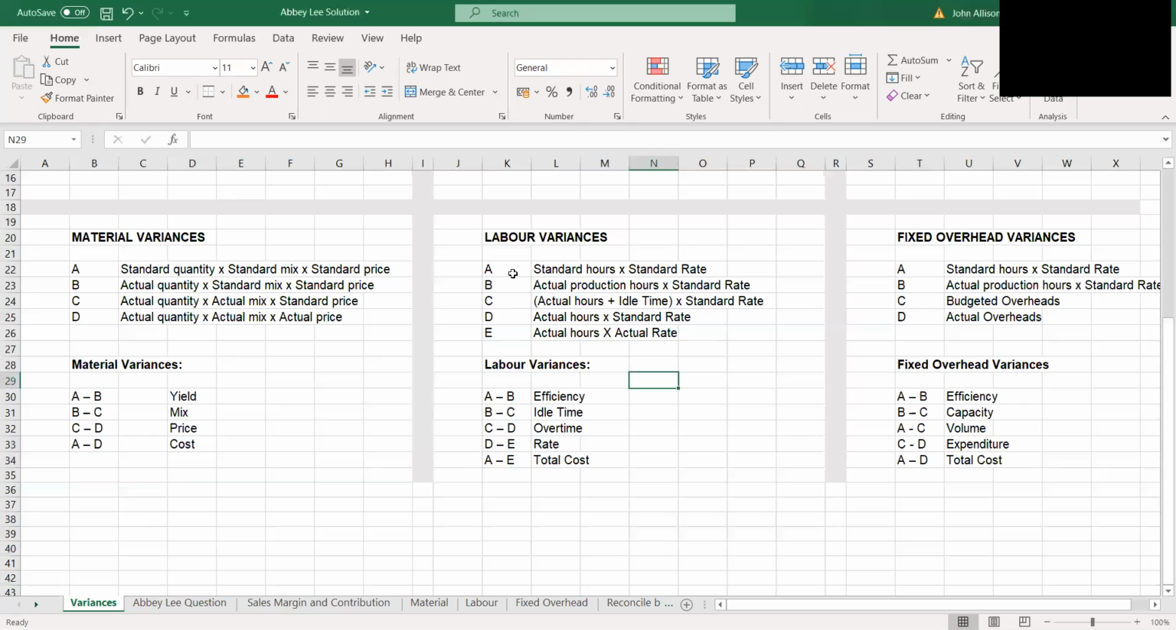But again, remember that you'll be given this, so don't worry about having to memorise these. Then the variances are the efficiency variance, the idle time variance, the overtime variance, the rate variance, and the total cost variance.